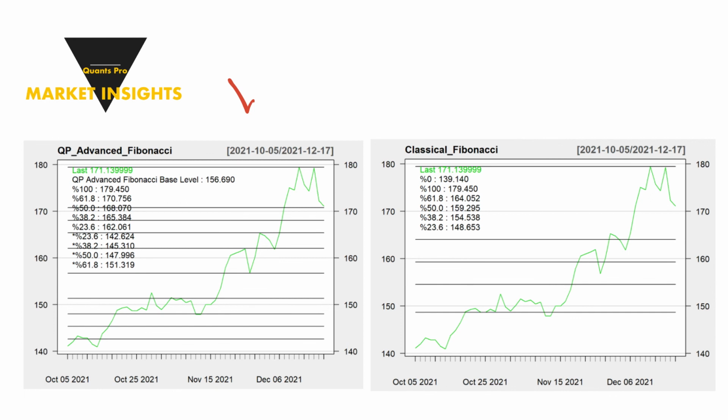Now let's examine the difference between the classic Fibonacci and Quantz Pro advanced Fibonacci analytics from the charts. It can be easily understood that the QP advanced Fibonacci retracement can better detect significant price breaks.